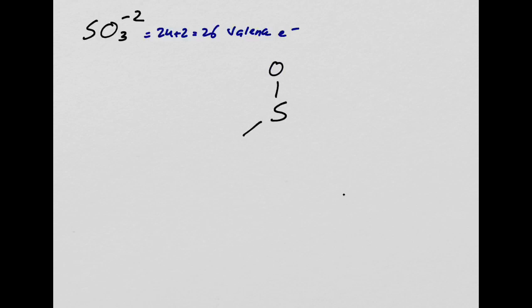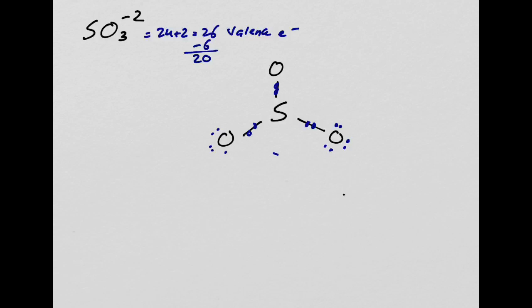I'm going to put oxygen around it. At the beginning, it doesn't matter how you put oxygen around it, just put it around it. And then we said each covalent bond has 2 electrons. So how many have I already put down? I put down 6. I have 20 left.